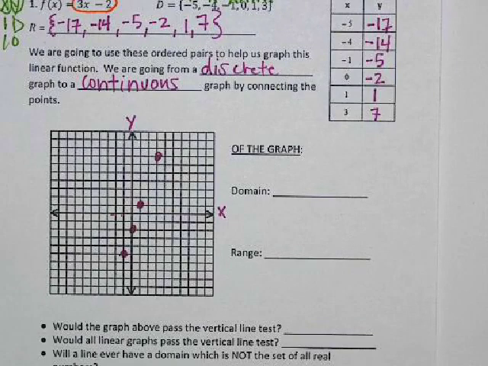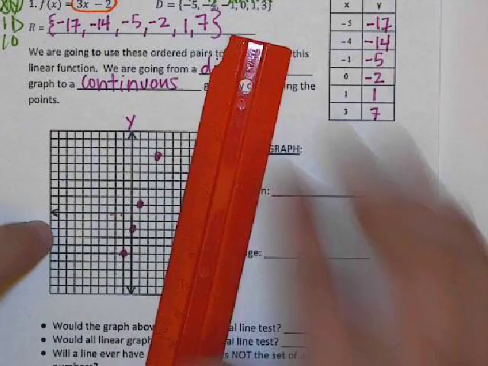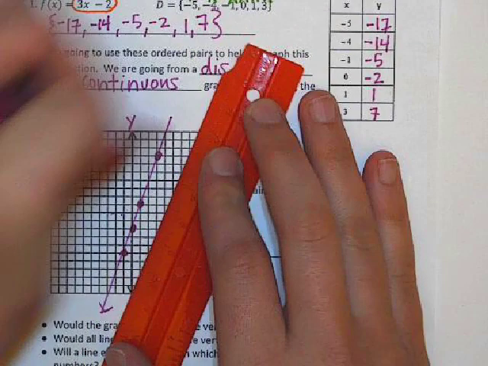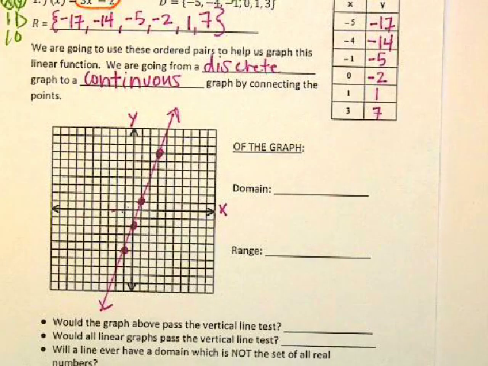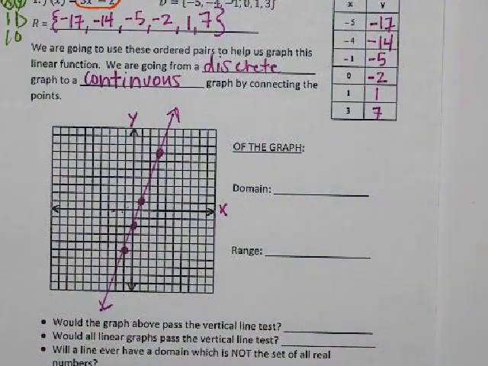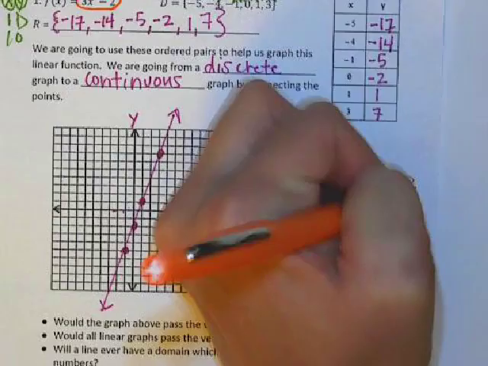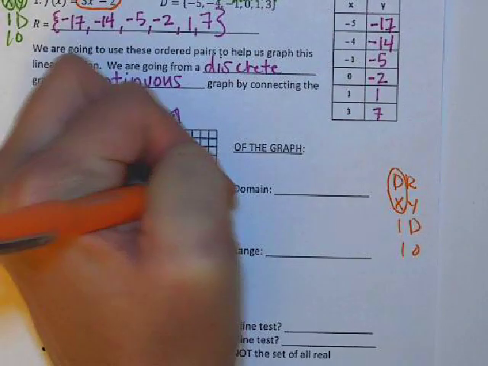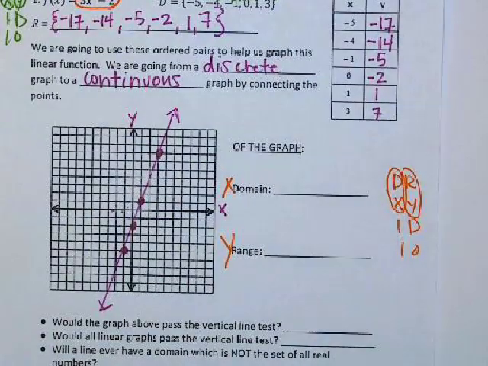Discrete graph, right? Now we're going to make it continuous. Boom. Okay. It is a continuous line. I want to know the domain. X, Y, left is... Tell me that domain stands for Y.